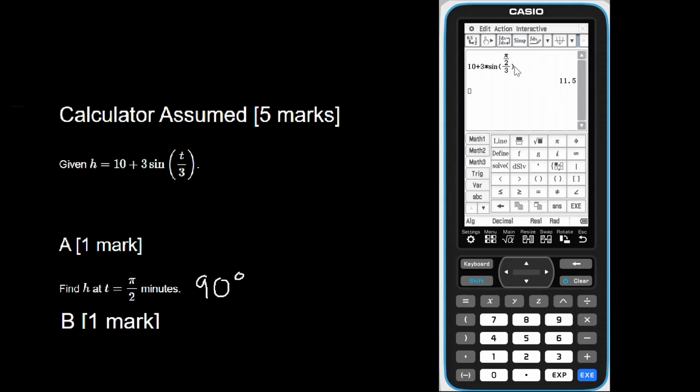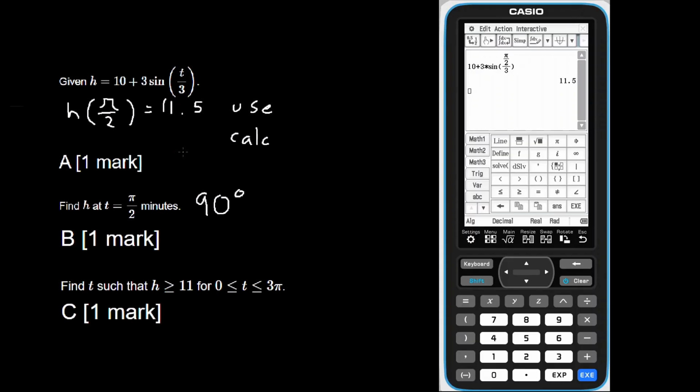So putting it through, we can just say for part A here that h of pi on 2 is equal to 11.5, and we just say use calc. Okay, that's that portion done. Now let's move on to part B.